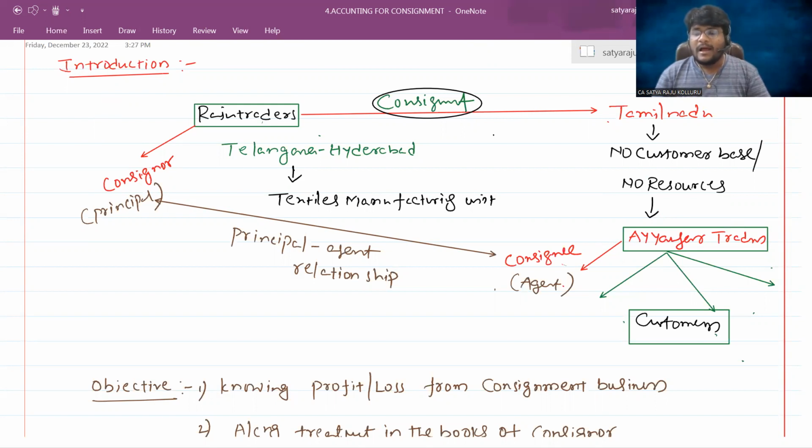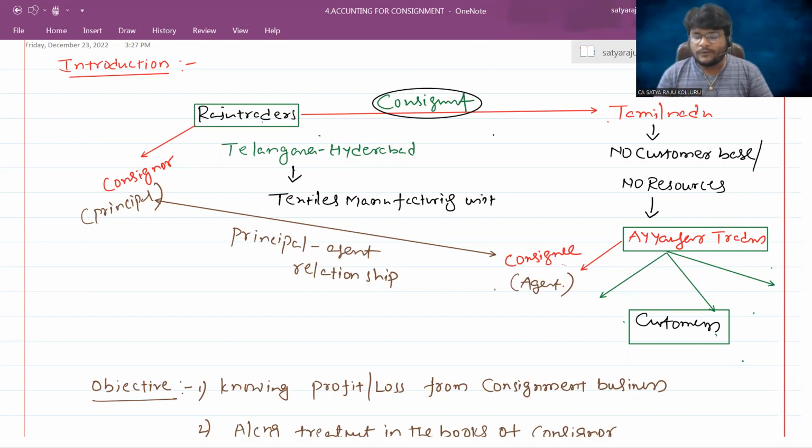Do you understand? Ultimately, after the sales happen in the premises of the consignee, the sale proceeds need to be transferred by the consignee to the consignor. Am I right? At the time of receipt of net sale proceeds from the consignee by the consignor, what is the journal entry, sir? Okay, all such things we are going to learn in this chapter.